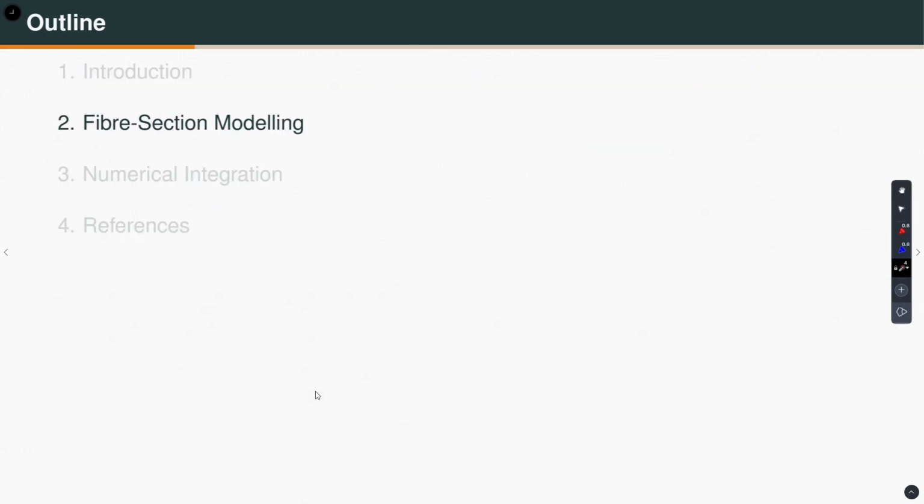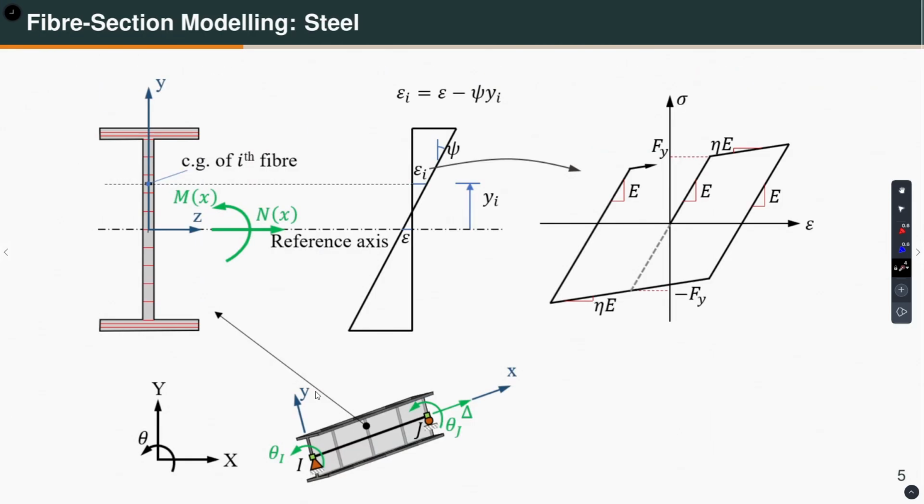Let us revisit the Fibre-Section modeling pictorially. Let us say I have a nonlinear beam column element, whether it is flexibility based or stiffness based does not matter. This is theta i, the rotation at end i, this is theta j, and this is delta, in this simply supported basic or deformation coordinates. And I will be discretizing this into a number of sections. How many sections? We shall see.